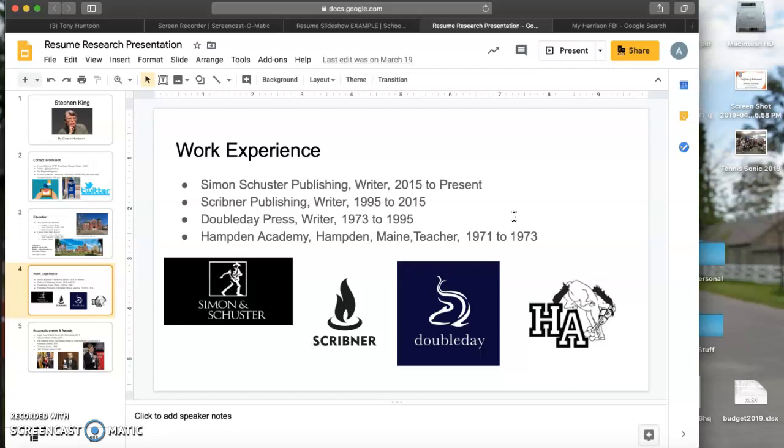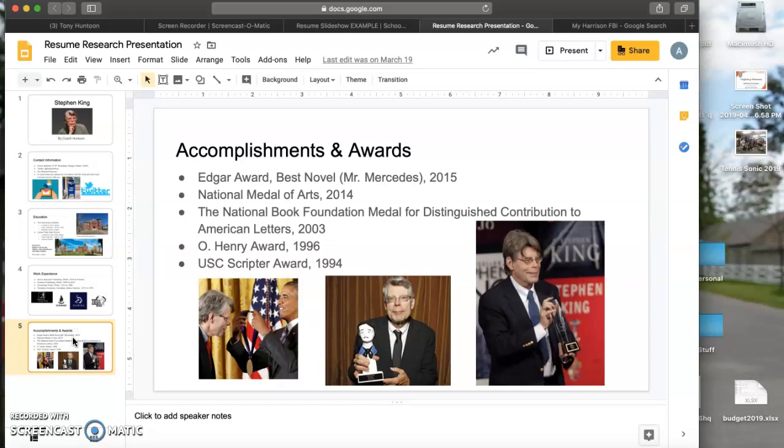Okay, so here we are on slide 4. Let's go ahead and move on to slide 5. And slide 5 is the last slide of your presentation. And at that point, you'll be halfway done with this project. Slide 5 is nothing more than accomplishments and awards.